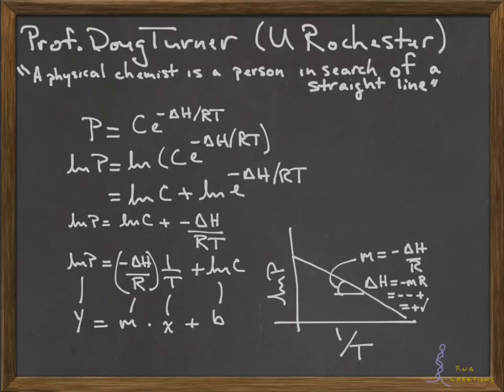Okay, so moving along here, on the next page, I have some relationships as they apply to the Clausius-Clapeyron equation. I start out with a quote here. This is actually my PhD advisor, Professor Doug Turner, who's a physical chemist at the University of Rochester, still active. Doug used to say that a physical chemist is a person in search of a straight line. What does that mean? Well, physical chemists love to linearize equations, and this process here is called a linearization.